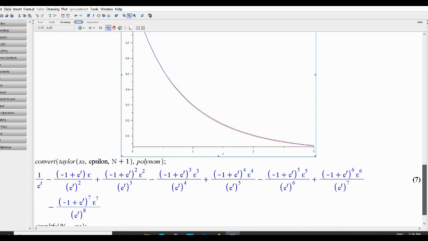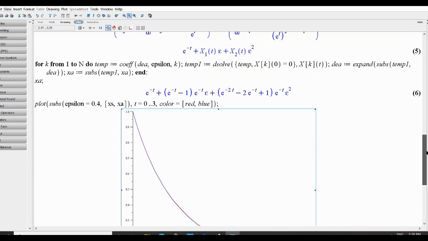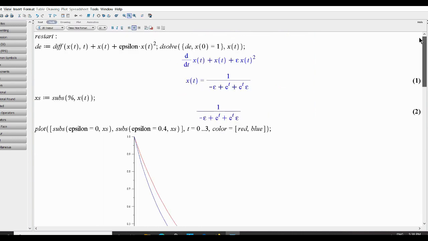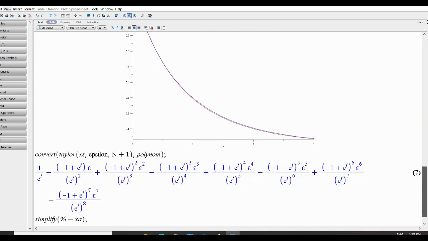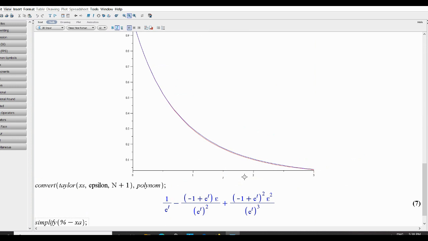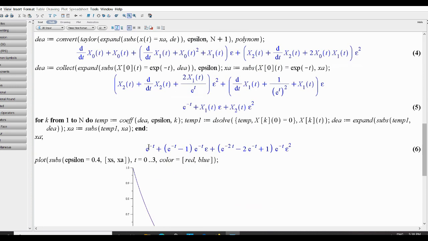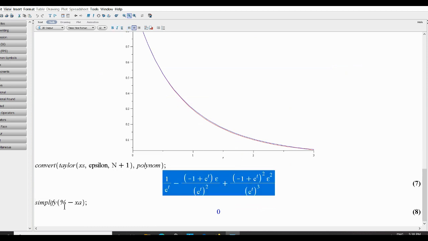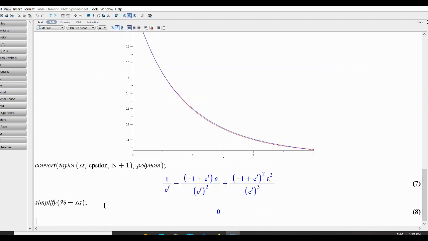Now the other thing to see is how this XA compares with XS. If I take XS, which is the true solution, and do a Taylor expansion in terms of small epsilon to the same order, then I get this expression. It may look a little different from this expression, but it's not really different, because when I take that and subtract the asymptotic solution and simplify, I get 0.